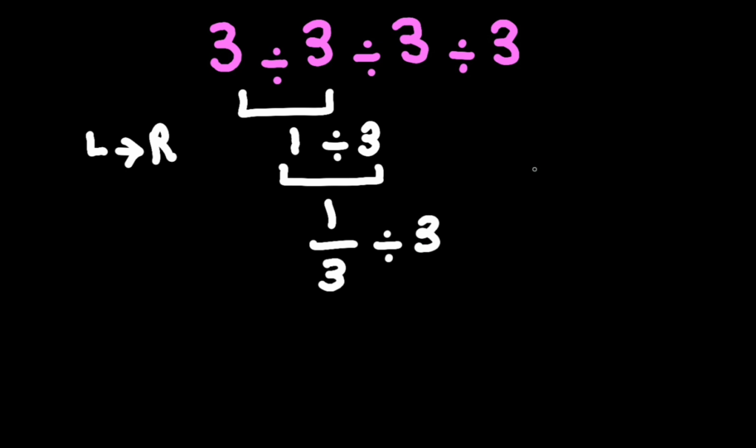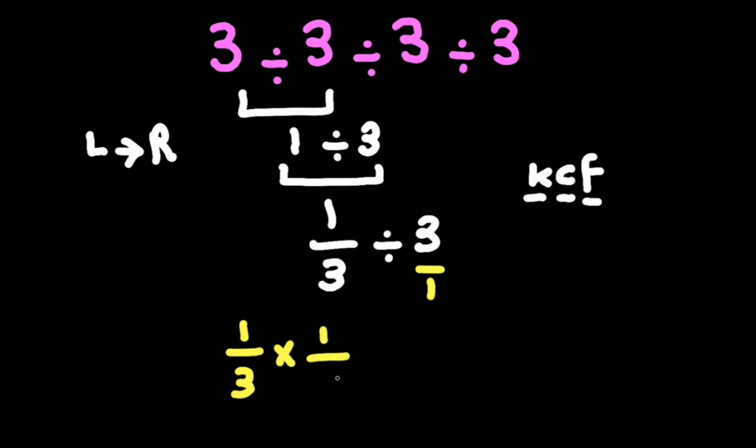So according to the KCF, that is, keep first fraction, change division to multiplication, and flip the next fraction. So keep first fraction 1 over 3, change division to multiplication, and flip the next fraction: 3 over 1. 1 over 3 times 1 over 3. Now we have one fraction.